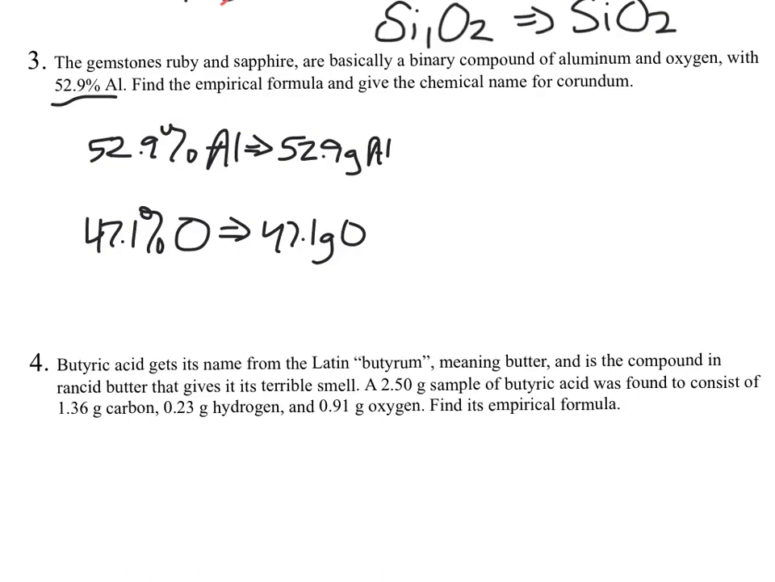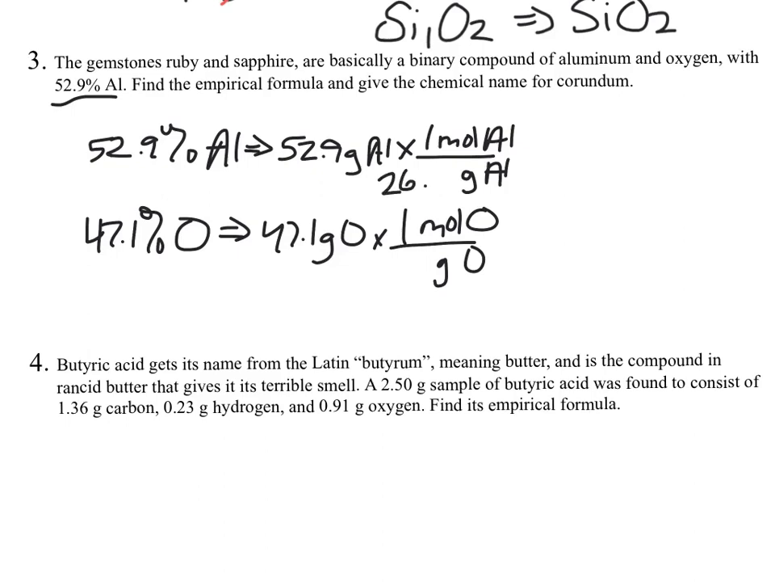Now that I have the mass for each, I am going to convert those to moles. Mass to moles puts moles up on top and the molar mass on the bottom. Aluminum off the periodic table is 26.98 grams, and oxygen is 16 off the periodic table. All right, my units of grams of aluminum cancel, grams of oxygen cancel. I'm left with moles of aluminum and moles of oxygen. Perfect. Now that I have all that, let me do the math.